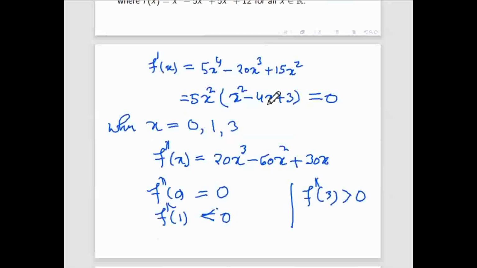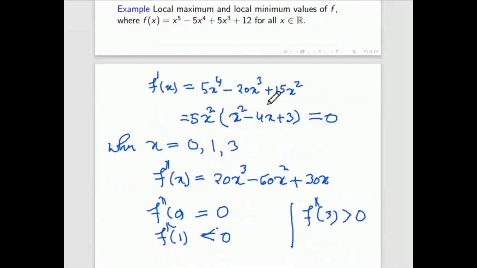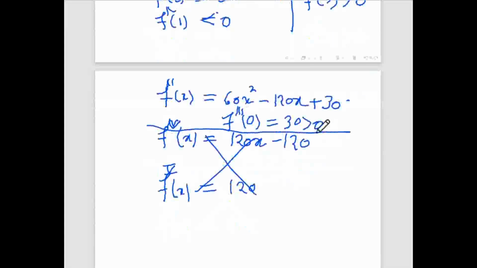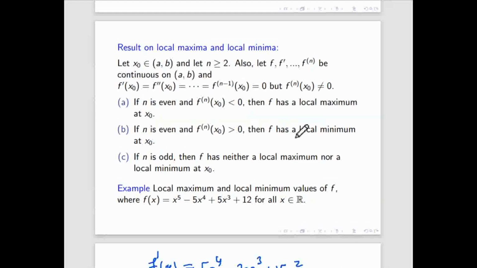At 1 and 3, it has a maxima and a minima. At 0, it doesn't have. Suppose in this question, this is also 0, it will go to the fourth derivative, and the fourth derivative sign is positive. Because 4 is even and the sign is positive, then you will say it is a local minima.